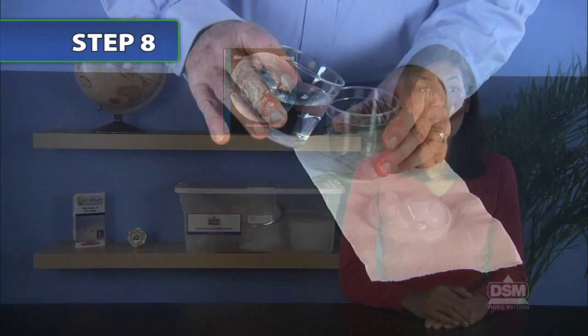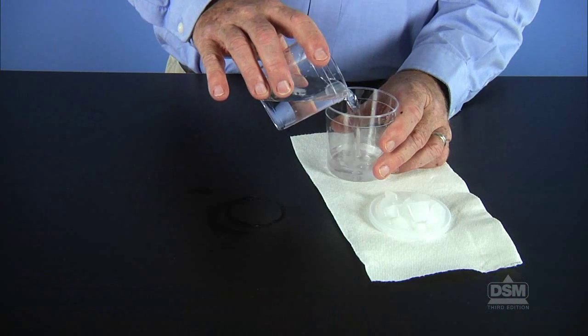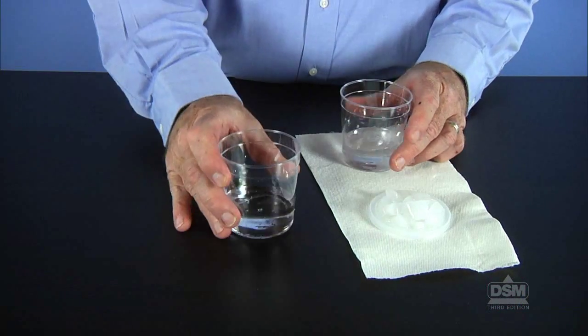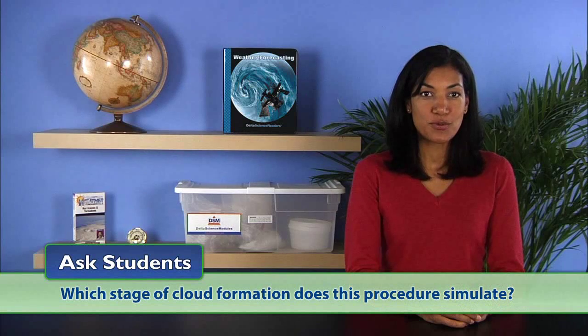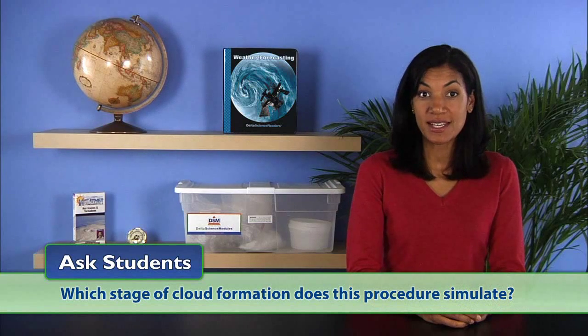Have the teams pour out all but 2.5 centimeters of the water in the tumbler, and then quickly place the lid with ice on top of the tumbler. Then ask, which stage of cloud formation does this procedure simulate? This procedure simulates the cooling of the water vapor, which would happen at higher altitudes.